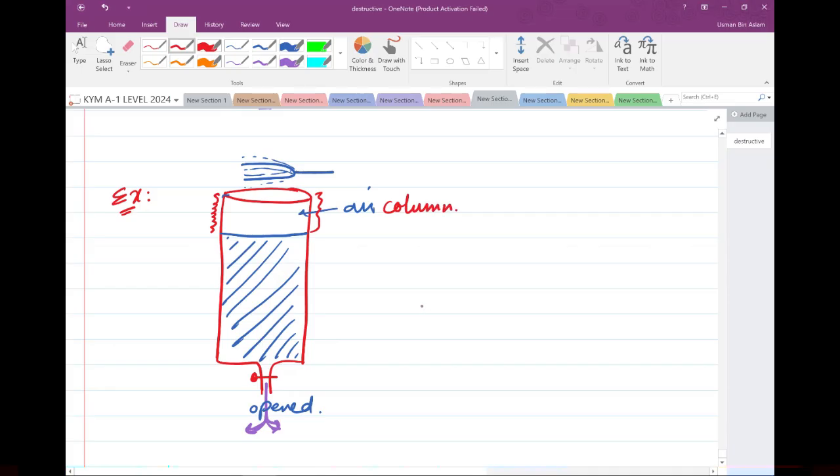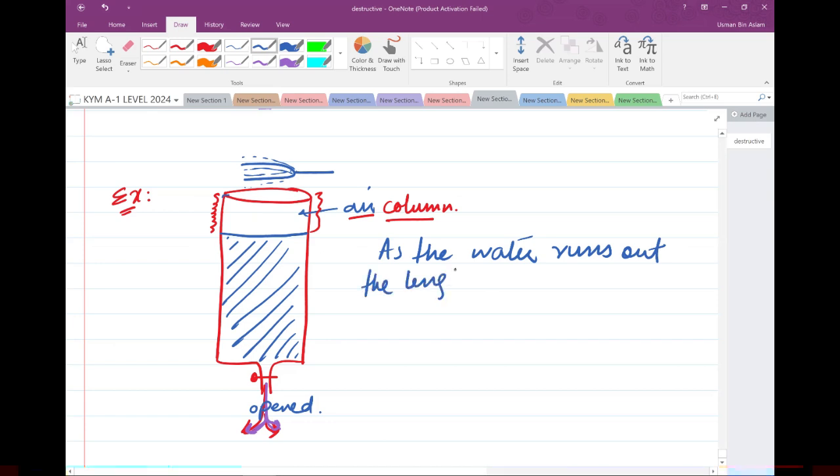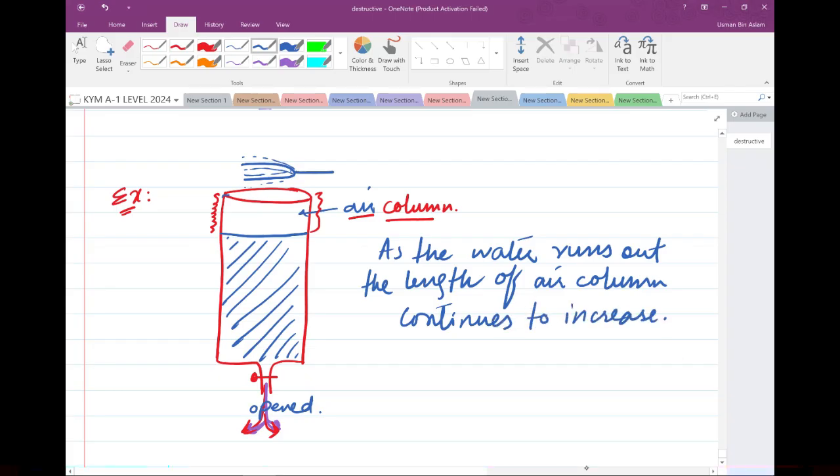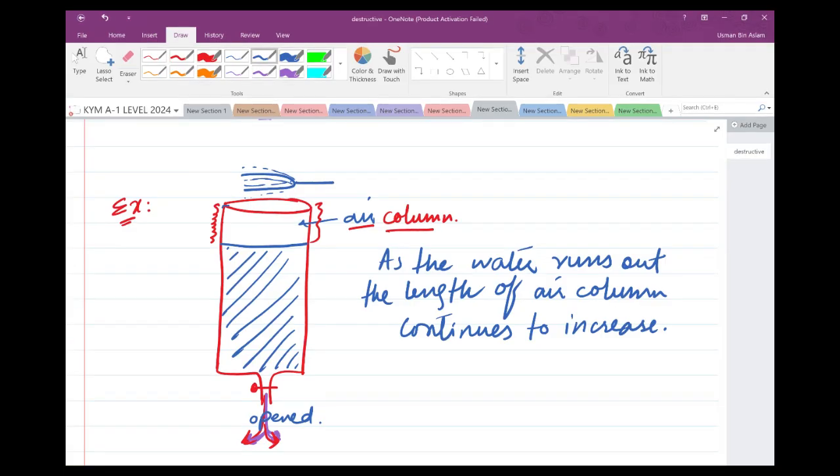So don't you see that this kind of becomes an air column, right? So if the water continues to run out of this tube, what happens to the length of the air column? It will continue to increase, of course, as the water runs out. The length of air column continues to increase. That's not the question. I'm just describing a scenario for you so far.